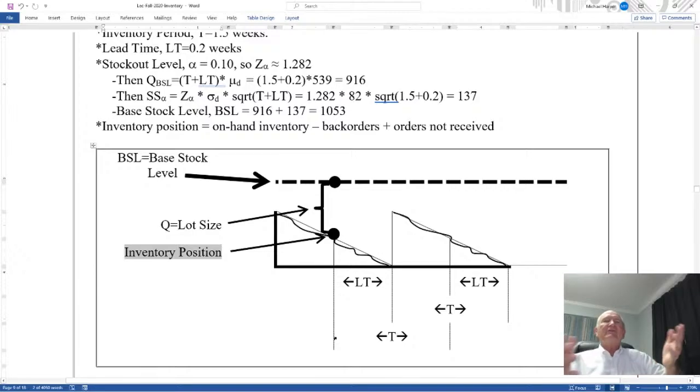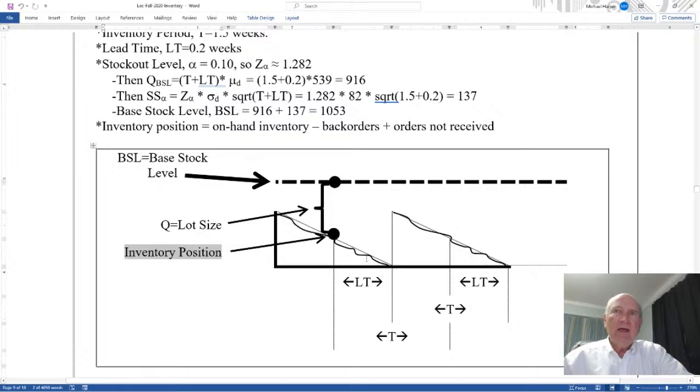Suppose we're ordering every Friday, so our inventory period is 1 week. On Friday, we look at our inventory position, how much inventory we have. Whoa, we have 100 items in our inventory. What's our base stock level? 1,000 items. How much do we order? We order up to that 1,000 from 100, so we order 900.